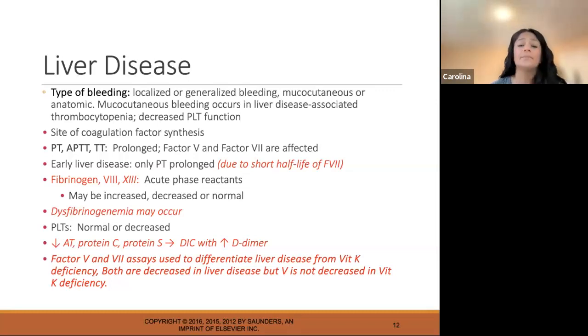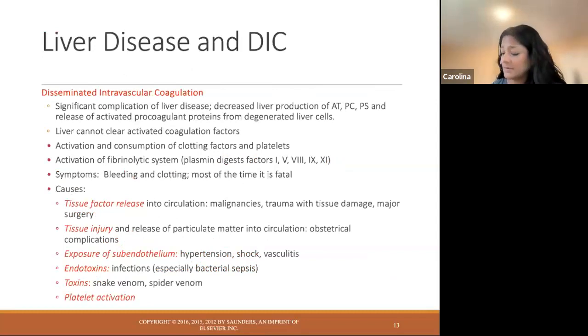All right. So the next condition is liver disease and DIC. There is the triggering of DIC because of liver disease and everything that's going on with liver disease, and that can totally happen, right? We know disseminated intravascular coagulation is a very serious condition. We know it is called consumptive coagulopathy, and this is a condition in which there is clotting and bleeding at the same time. So DIC could be a complication of liver disease.